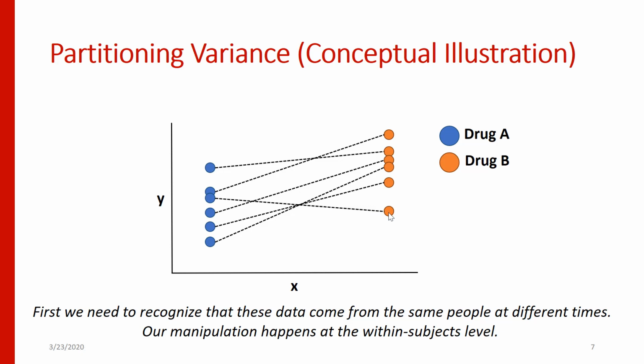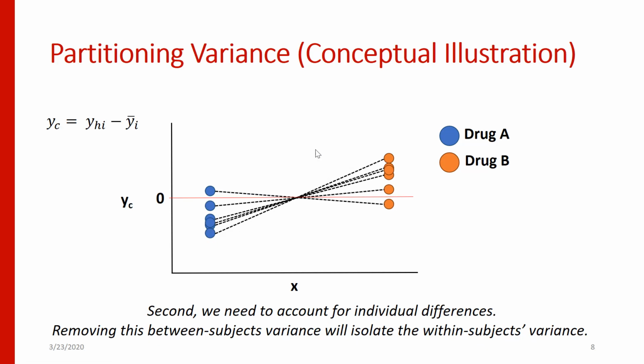We now have different sources of variance in our data: between-subjects variance and within-subjects variance. The between-subjects variance tells us, on average, whether you are a person who has a high or low value of the dependent variable. The within-subjects variance tells us how much you varied as a function of what drug you took. So we need to account for the individual differences in our data.